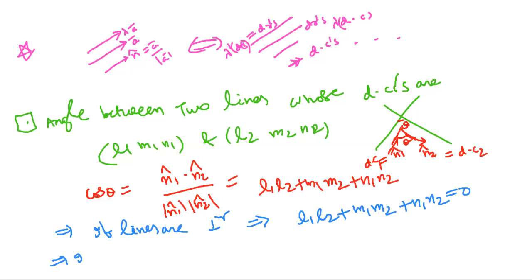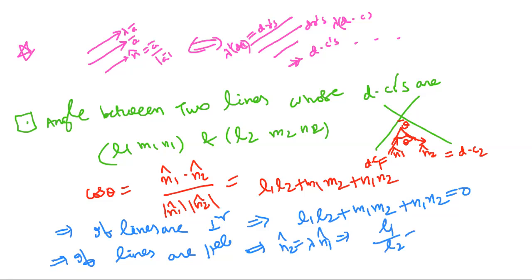If lines are parallel, immediately you can say N2 cap should be lambda times N1 cap, which means L1 by L2 is M1 by M2 equal to N1 by N2. So these two are the important criteria. For all other cases, the cos theta is given by L1 L2 plus M1 M2 plus N1 N2. This is the situation when DCs are given.